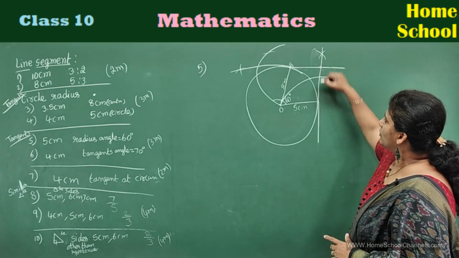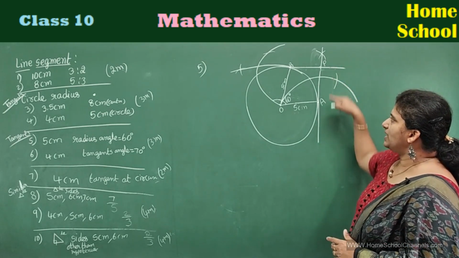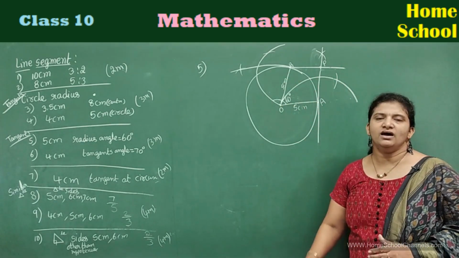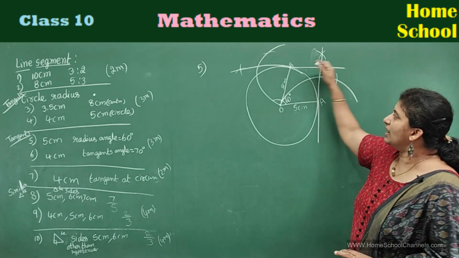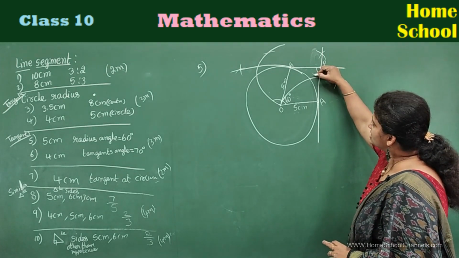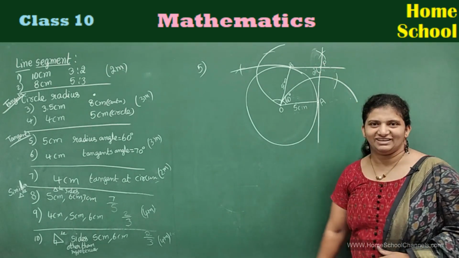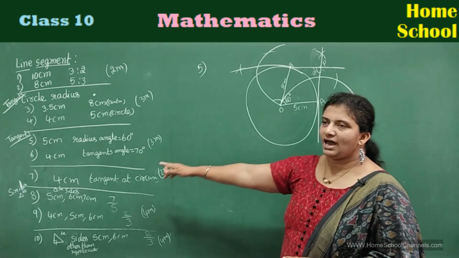So mark this point as A and this is P. PA and PB are the required tangents. If you measure with a protractor, this angle will be 120 degrees. Okay, so in the same manner, another problem.